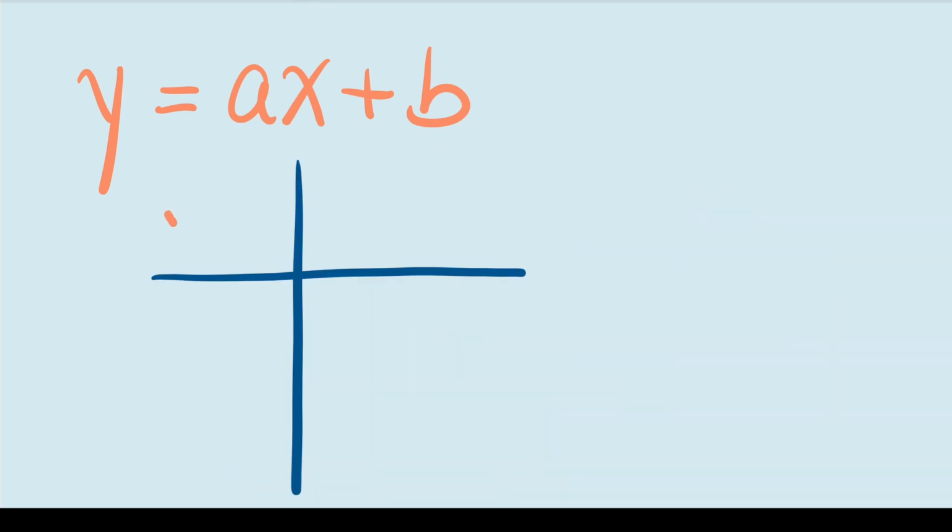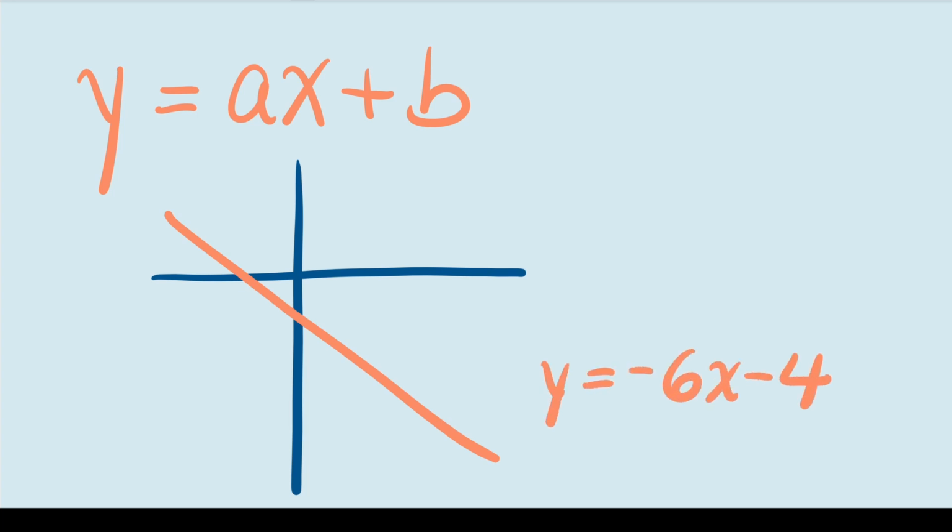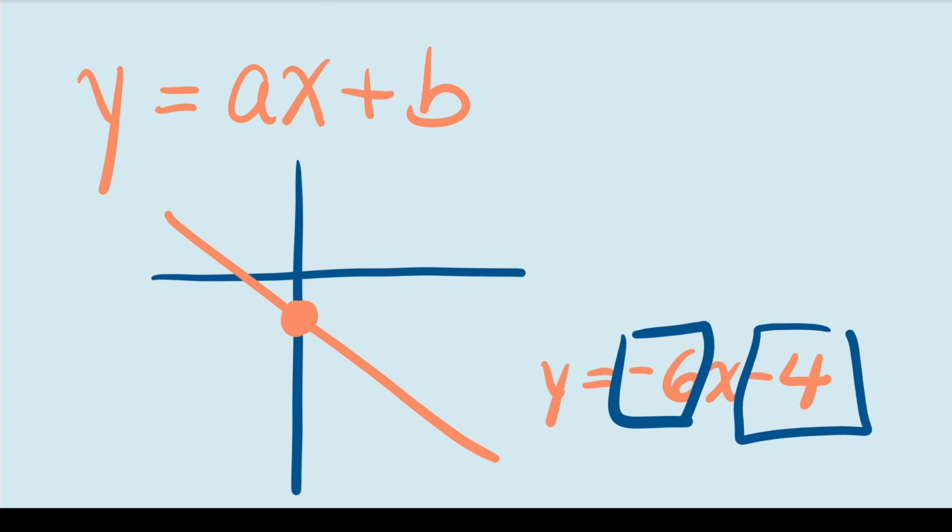Now imagine if I had this line and it had the equation y equals negative 6x minus 4. What would be the slope and y-intercept? Well, in this case, they would both be negative. You can see how this line is going down as it moves across the x-axis from left to right. So that's why the slope is negative. The y-intercept is negative because, again, it crosses the y-axis at a negative point because that's below y equals 0, which is right there. So the slope would be negative 6, and the y-intercept would be negative 4.